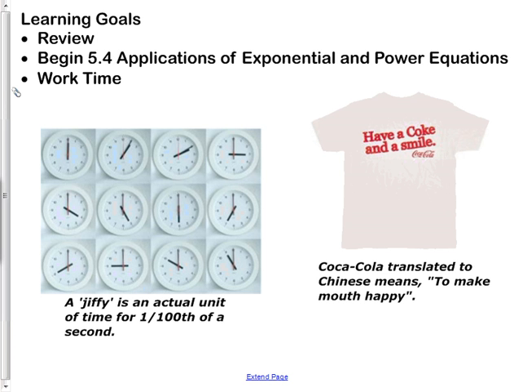Okay, so we are at 5.4 applications of exponential and power equations. Well, it's not 5.4 anymore. We got to change that. Now it's called 11.7. Anyway, that's the numbering system we used last year. Anyway, we are today talking about applications of exponentials.